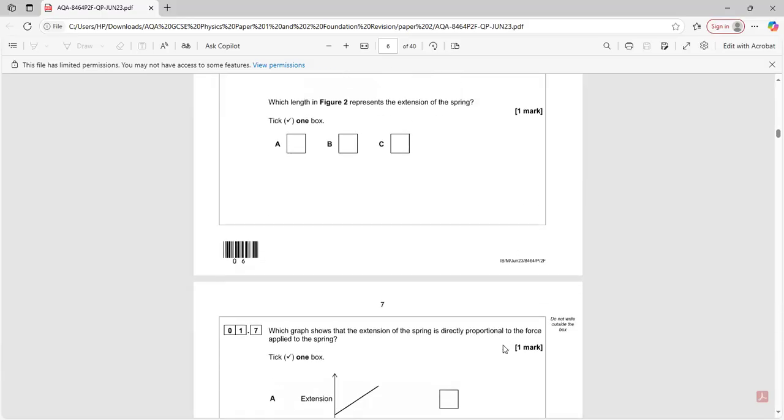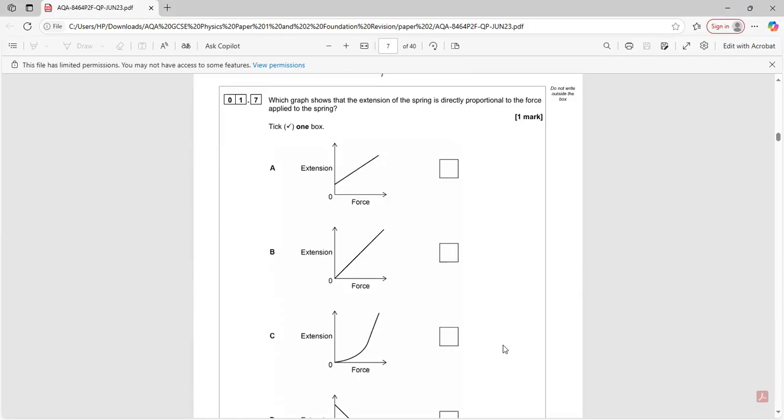Okay, all right. We're moving on. Take a look at these graphs. The question is this: which graph shows that the extension of the spring is directly proportional to the force applied to the spring?